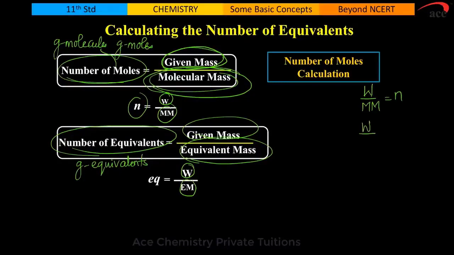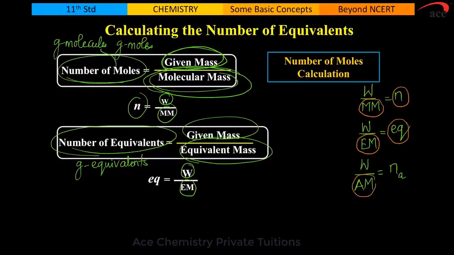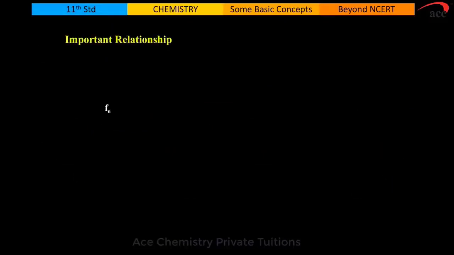So, if you take mass divided by molar mass, you get moles. Mass by equivalent mass, you get number of gram equivalents. If you take mass divided by atomic mass, number of gram atoms. That means what you divide by decides the answer. If you divide by molar mass, moles. If you divide by equivalent mass, equivalents. If you divide by atomic mass, number of gram atoms.